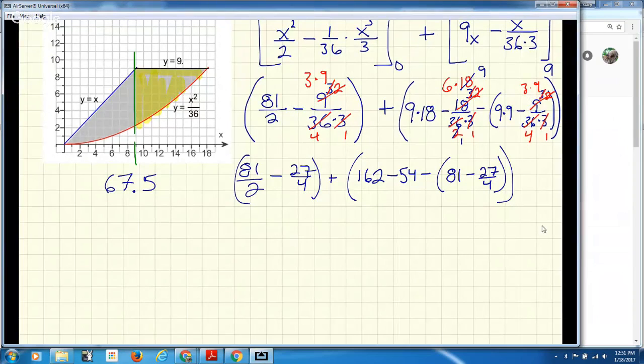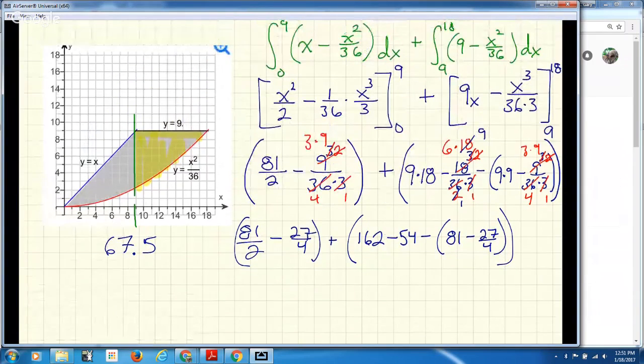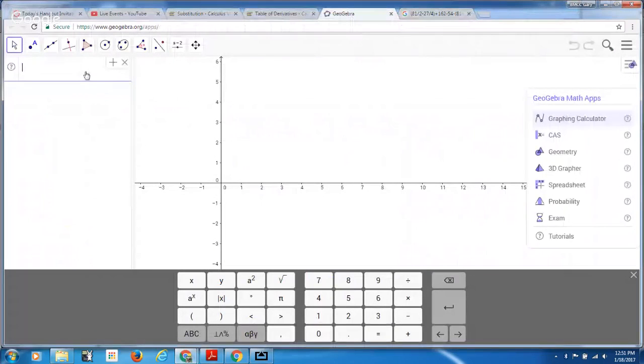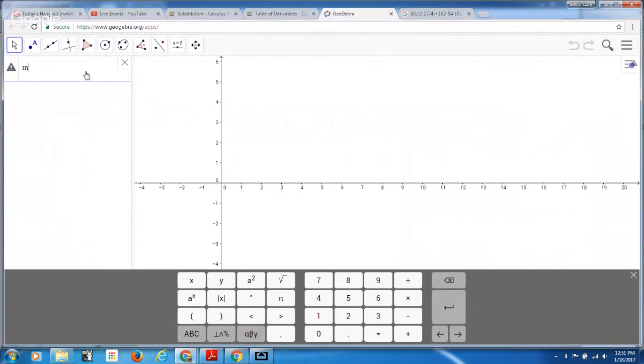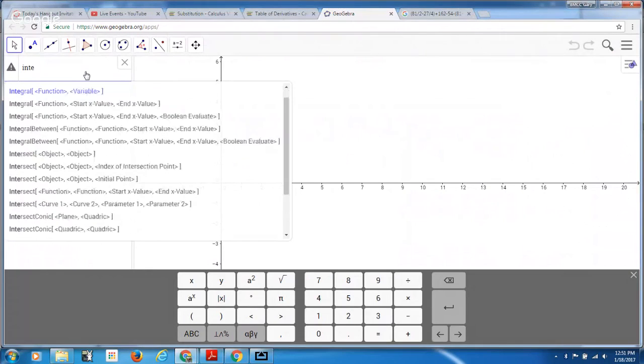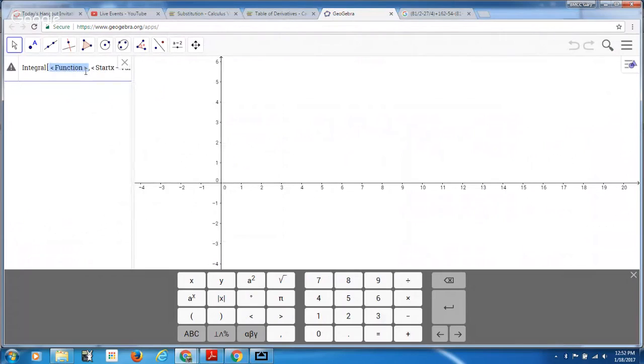Alternatively, I could go somewhere like GeoGebra and type in my original integrals. So I guess I could try that in a couple of different ways. Let's see. Where's GeoGebra? I know I had that somewhere. Here we go. All right, so let's see. I want to find the integral. Function 3 there. Function start end value of my first function. And I can't combine these in one. It's got to be two different parts.